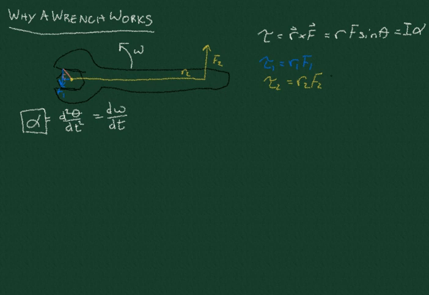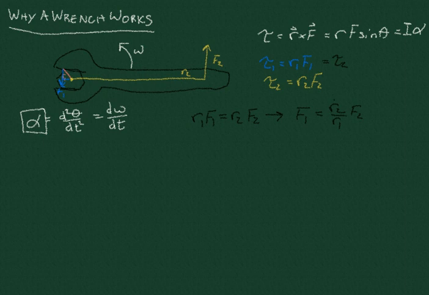So since the torque is the same, it means that the torque at 1 is equal to the torque at 2. So R1 F1 is equal to R2 F2. So in other words, the force that we're applying on the bolt is equal to the distance that we're applying the force, or the length of the handle, divided by the size of the bolt times the force that we're applying.